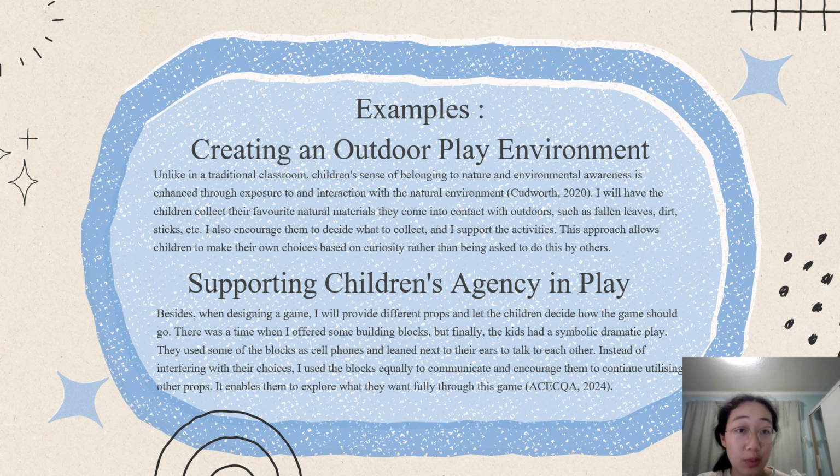Besides, another example is when designing a game. I will provide different props and let the children decide how the game should go. There was a time when I offered some building blocks, but finally the kids had a symbolic dramatic game. They used some of the blocks as cell phones and just leaned them next to their ears to talk to each other. Instead of interfering with their choice, I used the blocks equally to communicate and encouraged them to continue utilizing other props. It enables them to explore what they want fully through this game.